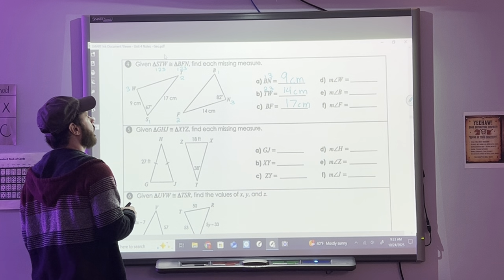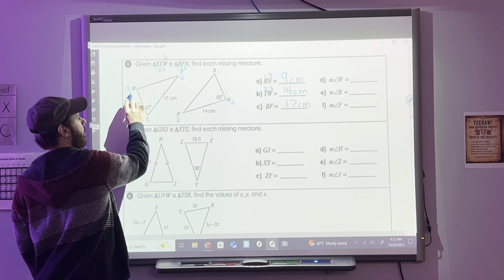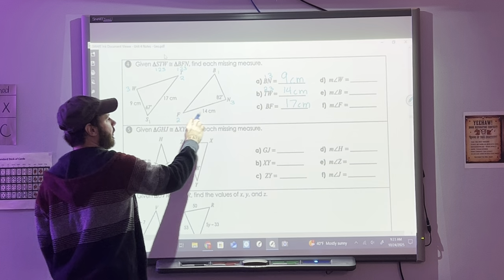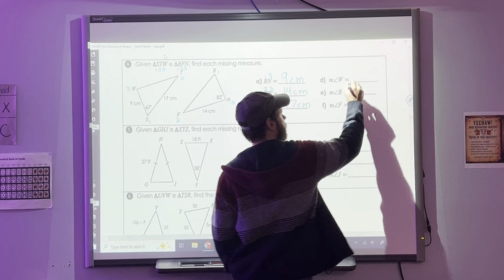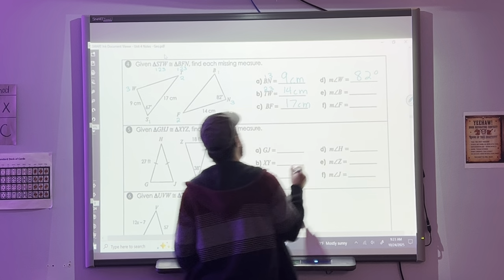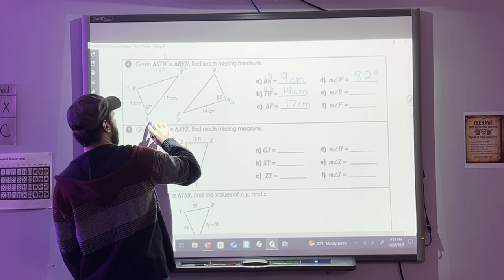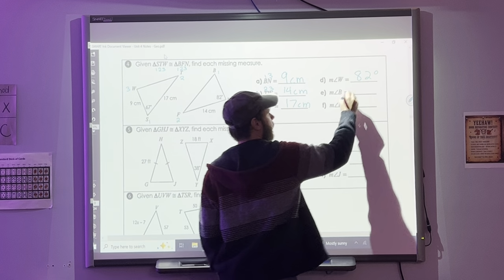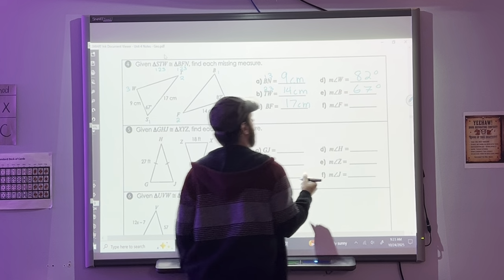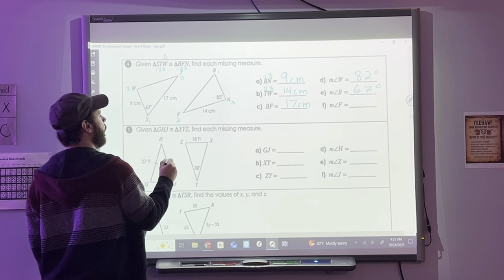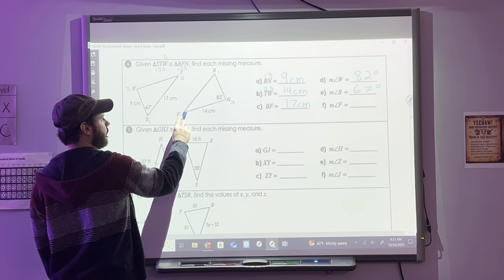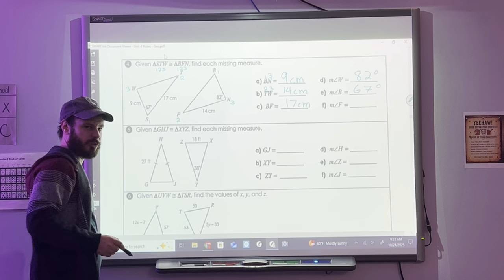W is angle 3, right here. Angle 3 over here, 82. Angle B was 1 over here. Angle 1 is S for 67. F was 2 over here, nothing. Over here 2, also nothing.